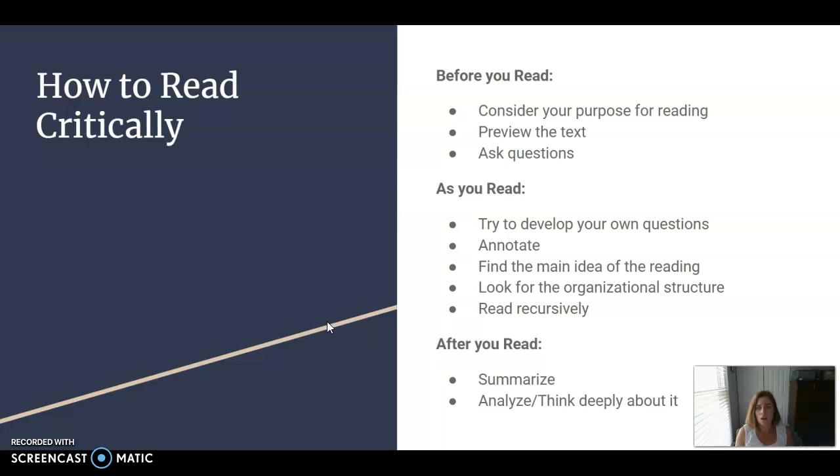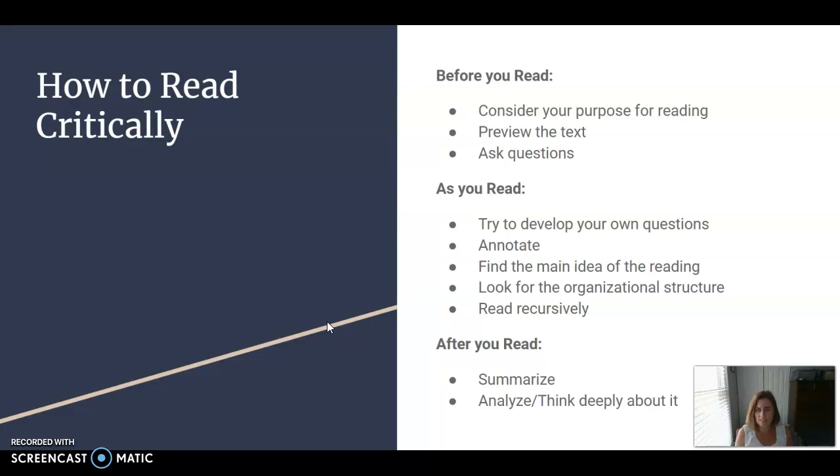Also, before you read, you're going to want to preview the text, just see how many pages it is, what it looks like, if it has graphics, and think about some questions you can ask yourself. Again, setting that purpose for reading. I'll give an example of this with the reading that we're going to do for homework in just a little bit.